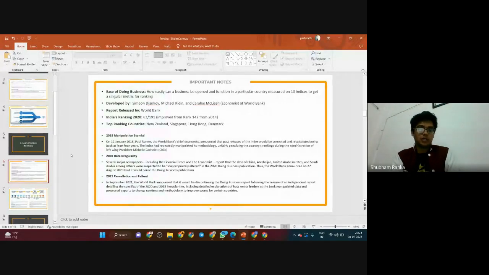After that, once that was rectified, in 2020 a lot of data irregularity issues were coming up. Several major newspapers like the Financial Times, The Economist, and the Wall Street Journal reported that data for countries like China, Azerbaijan, UAE, and Saudi Arabia, the countries who hold a lot of power and a lot of wealth, were suspected of inappropriately altering their data. And this was done in tandem with the World Bank. So they saw this, and the World Bank also announced in 2020 that it will pause this ranking and will investigate further.